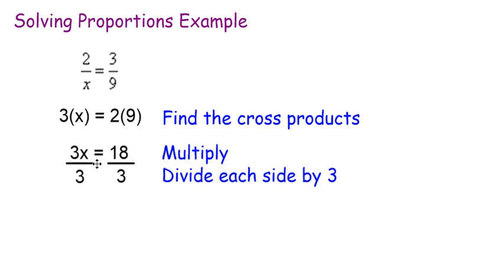And then what we're going to do is we're going to simplify on both sides. So this 3 and this 3, they simplify out. And then 18 over 3 is going to equal 6. So if I substituted 6 where the x was, these two ratios are going to be equal.